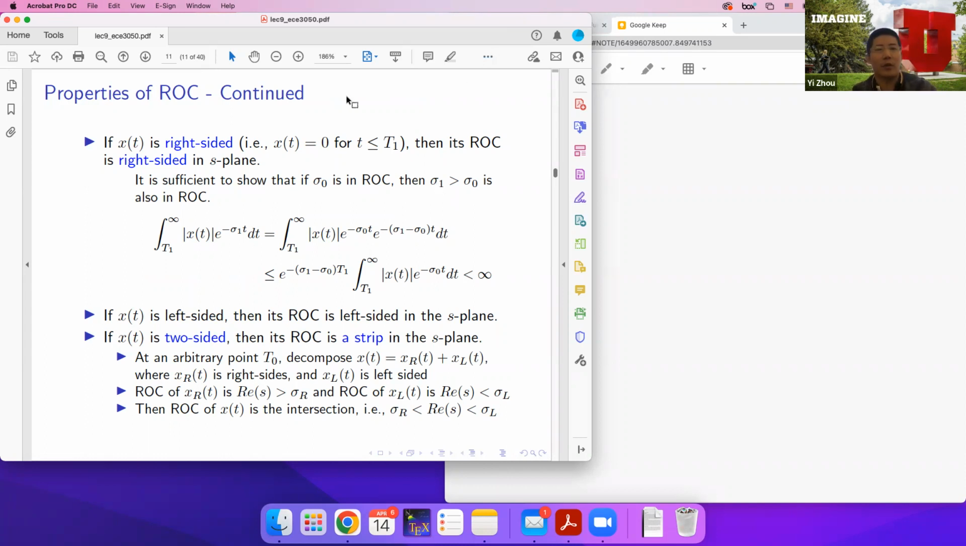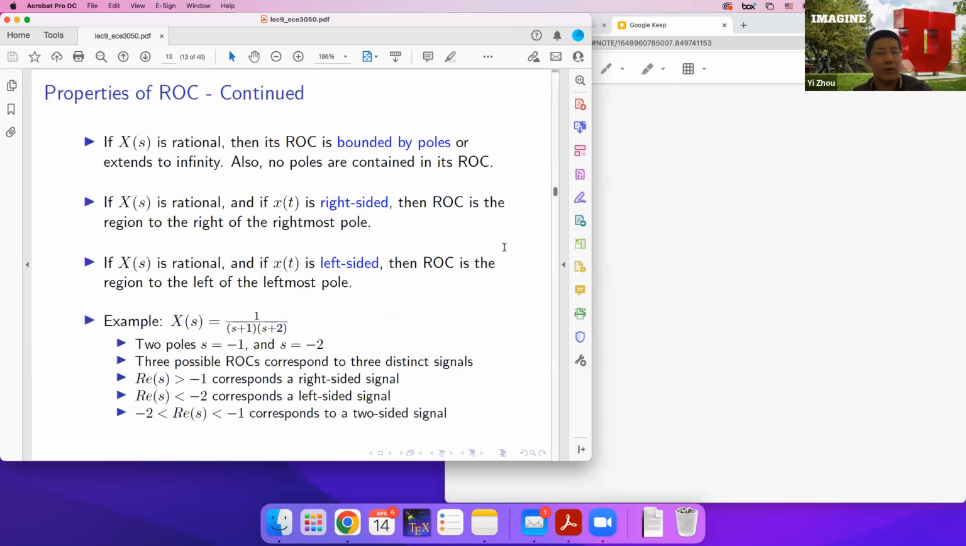The ROC is always either a vertical half plane or a vertical strip, depending on the type of signal. So here we have some basic rules. If the signal is right-sided, then the ROC will also be right-sided. And if the signal is left-sided, the ROC is also left-sided. Moreover, for a rational Laplace transform, the region of convergence can be determined by looking at the poles. If we have a right-sided signal and the Laplace transform is in a rational form, then the ROC must be to the right of the rightmost pole.